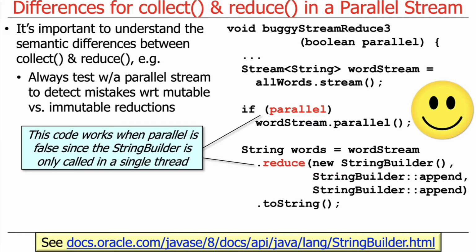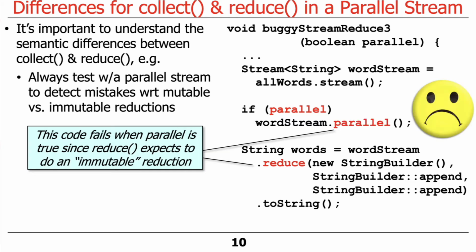So when this is running sequentially, when parallel is set to false, that's okay. Here's the identity object, which is an empty string builder, and then we append to it as we do reduce. However, if we switch to parallel streams, then chaos and insanity will break out, because the appending will be done here in multiple threads at the same time.